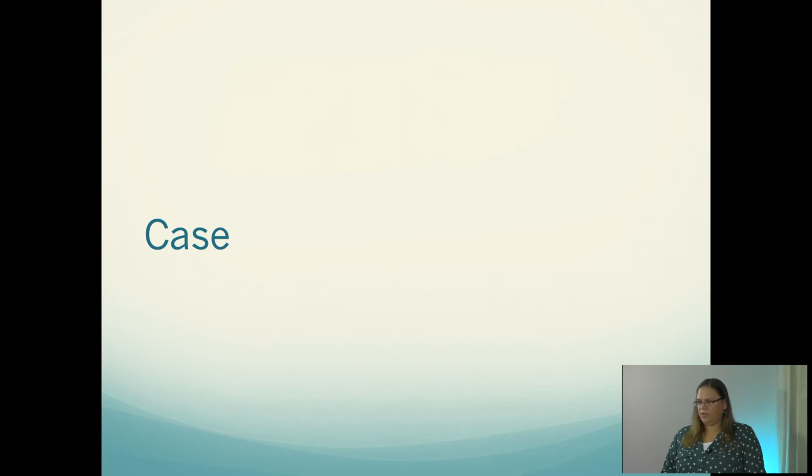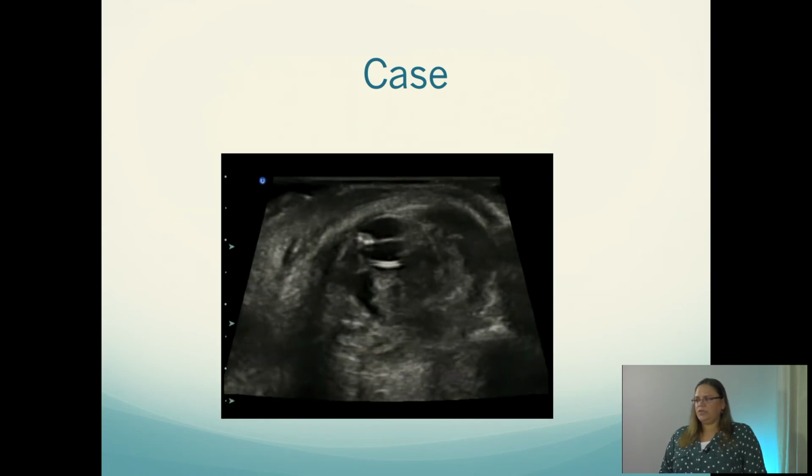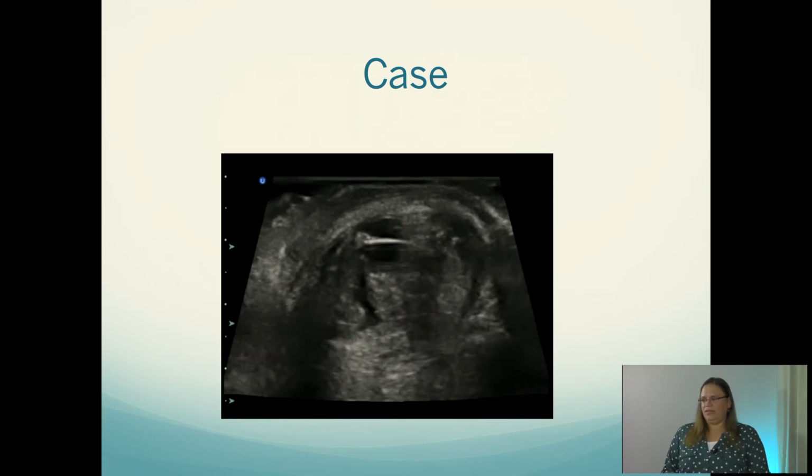All right, moving on. We've got a 25-year-old in a high-speed motor vehicle crash with bilateral periorbital bruising and edema. Because of the degree of bruising, you're unable to actually visualize the orbits directly, and to make it even more difficult, the patient's intubated, so you can't really ask him about any visual complaints. So you're going to use your ultrasound, and when you look at the eye, it looks like this.